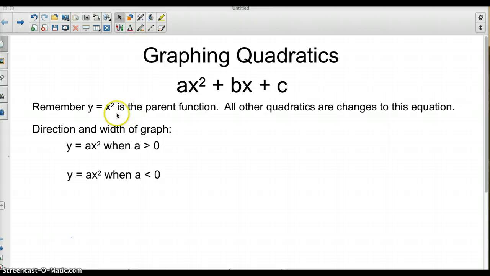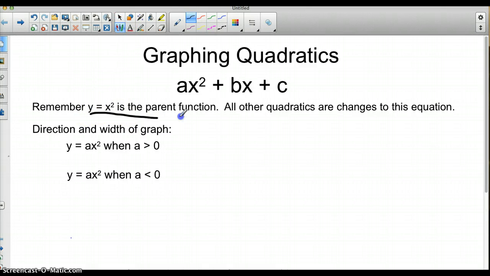Remember, we talked about before that y equals x squared is what we call the parent function. It's what all of the quadratics start from, and then we just make changes to that equation where you might put a number in front of the x squared, or you might put a number before it or after it. And we also talked about the direction and the width of a graph.